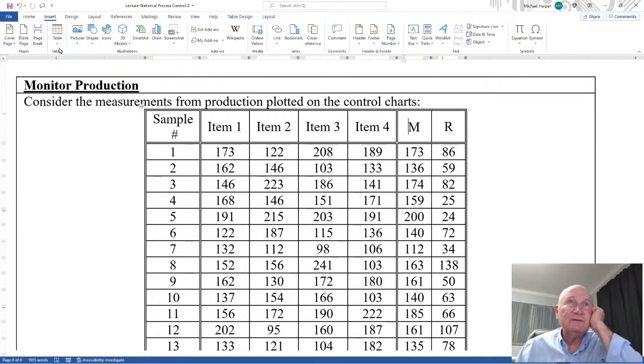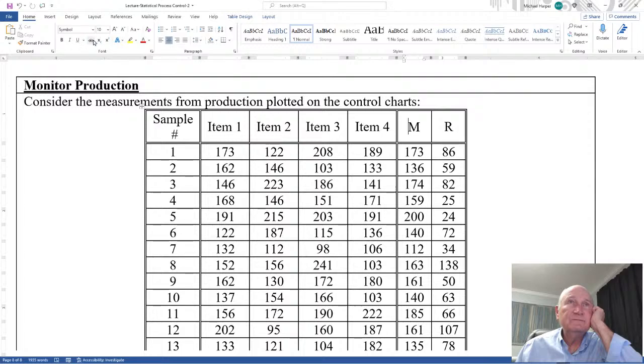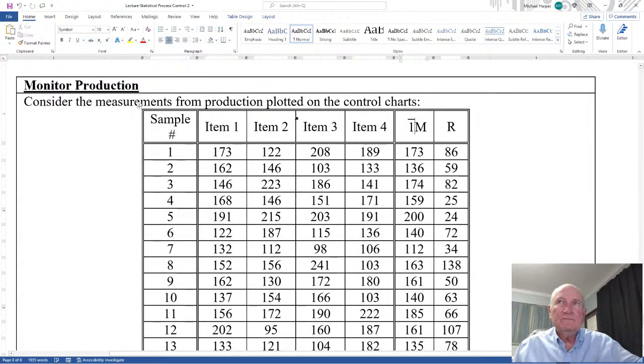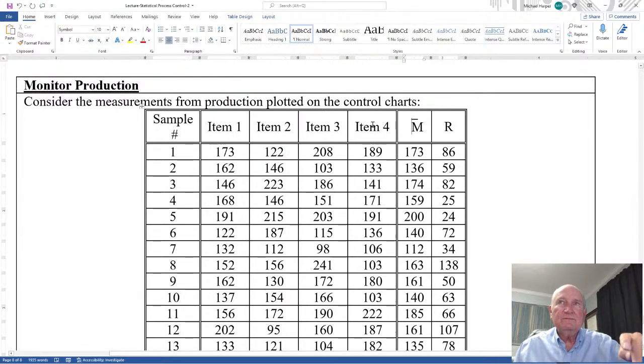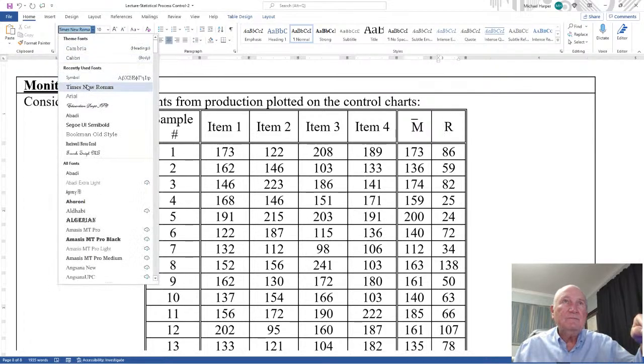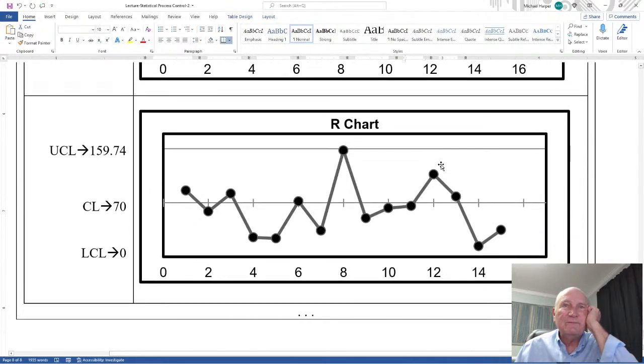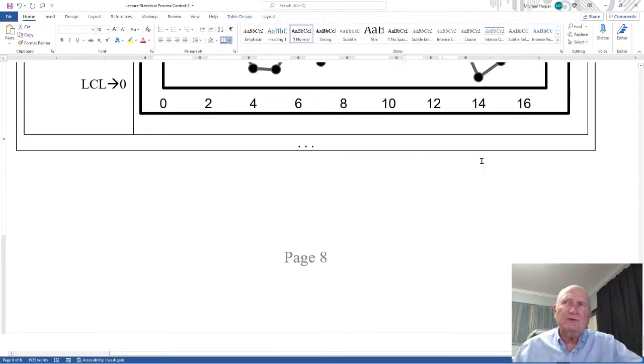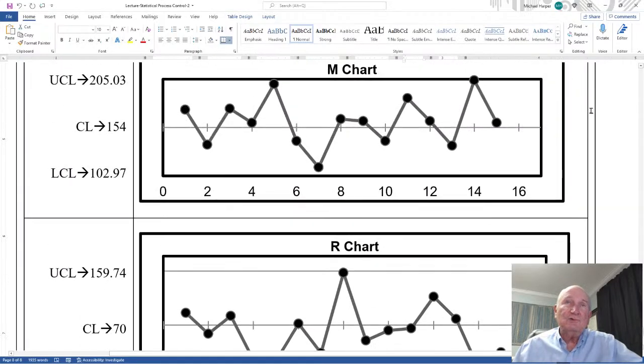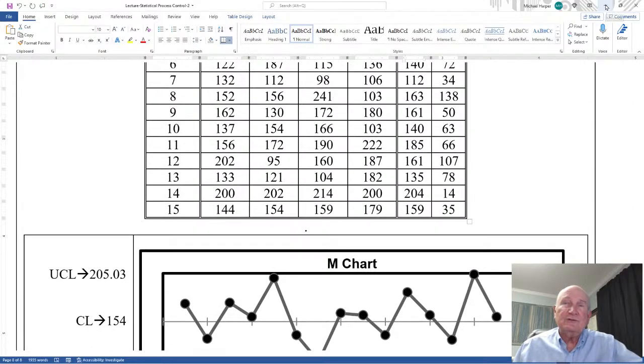Let's go ahead and do this. R bar, M bar, and then R bar. And there it is. Each of those are M bar and R bar. Okay, and there we have it. And so that's going to be the 4 control charts we'll look at here. Now, granted, there's a lot more charts than just these 4.